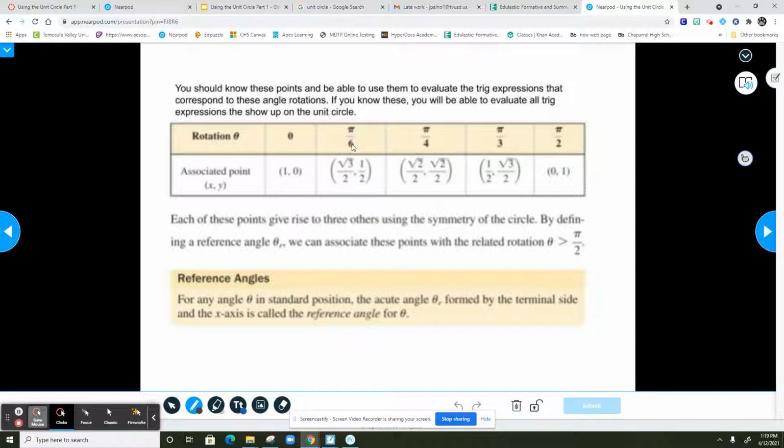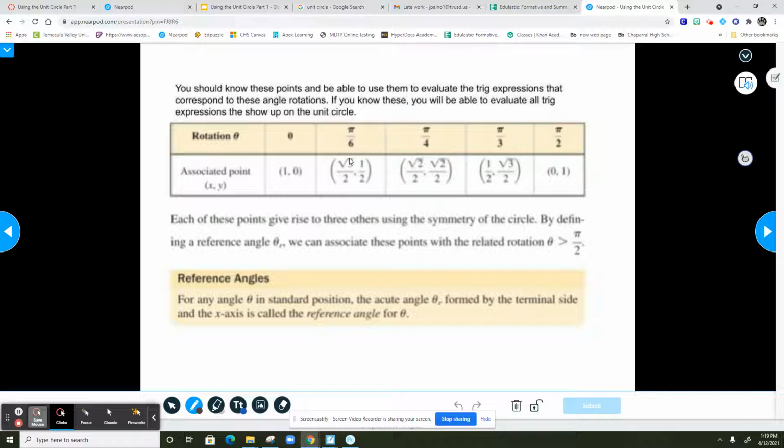When theta is pi over 6 or 30 degrees, it's the point rad 3 over 2 and 1/2. At pi over 4, so 45 degrees, it's rad 2 over 2 and rad 2 over 2. When it's pi over 3 or 60 degrees, it's 1/2 and rad 3 over 2. And when it's pi over 2 or 90 degrees, it's 0, 1.